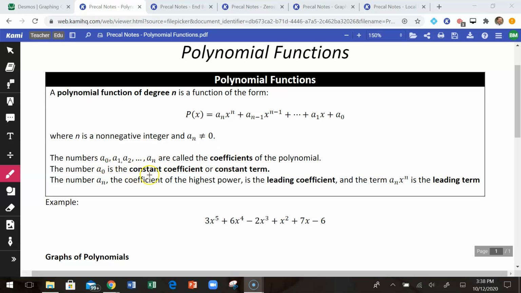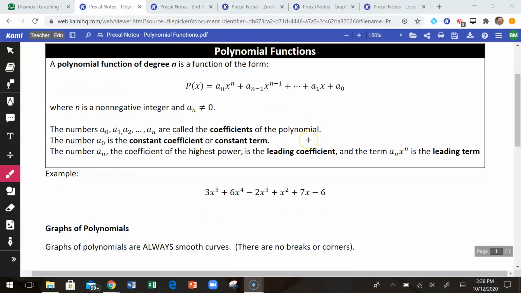The a's are the coefficients, a0 is the constant term, and then an, this leading one, we're going to call our leading coefficient. And we are going to do some things later on when talking about polynomials where it's important that we look at the leading coefficient and the constant term. So make sure that you know where those are located.